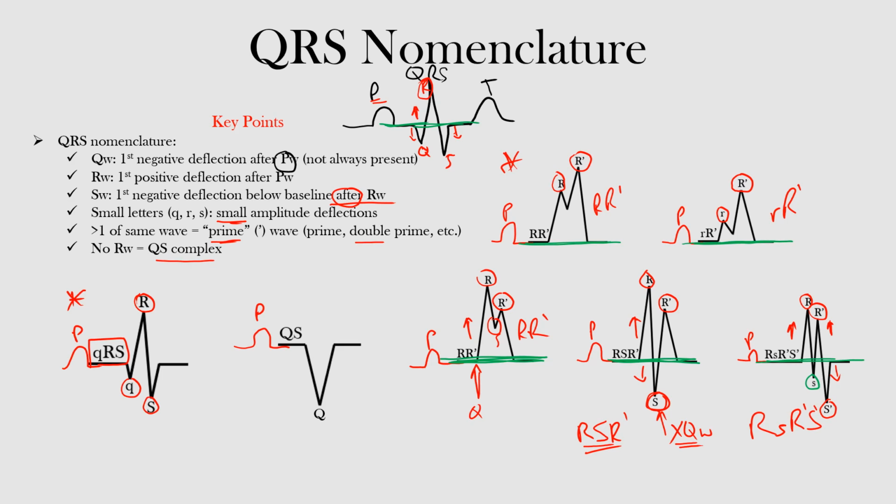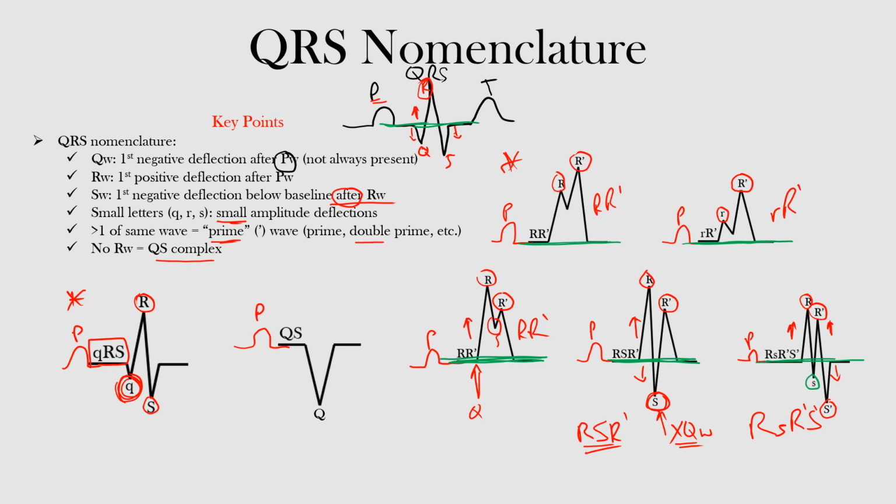Now let's briefly review what we discussed before we end. So again, the Q wave is the first negative deflection after the P wave. Notice in a lot of these examples, we didn't see that, all right? But remember, if you see this complex here, this first negative deflection, that is a Q wave, okay?